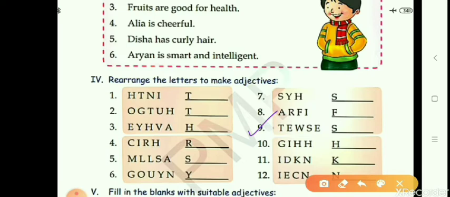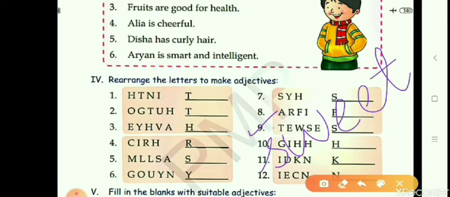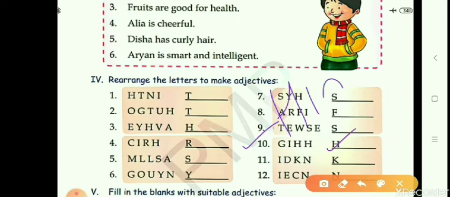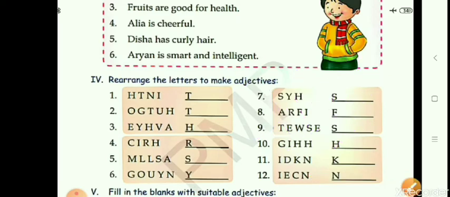Then number 9. TEWSE, and the word should start with S. So the word is SWEET. Sweet. Then number 10 is GIHH, and the word should start with H. So the word is HIGH. High. Okay. Then number 11.